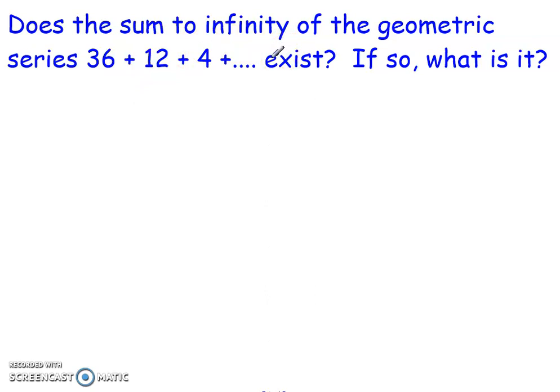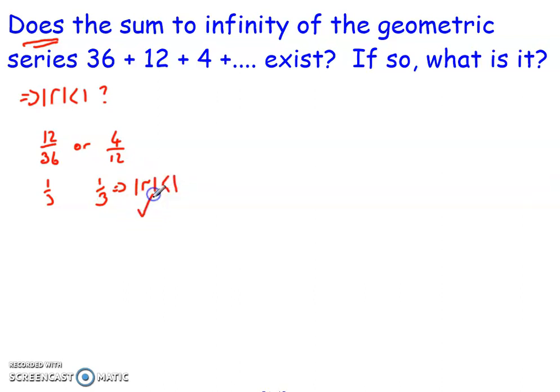Well, the first thing you need to answer is, does it exist? In order for that, what we have to figure out is whether the magnitude of r is less than 1. Remember, r, our common ratio, is the ratio of consecutive terms. So in this case, I do 12 divided by 36, or 4 divided by 12. 12 divided by 36 is a third. 4 divided by 12 is also a third. So that means the magnitude of r is less than 1, so we can say, good, it exists.